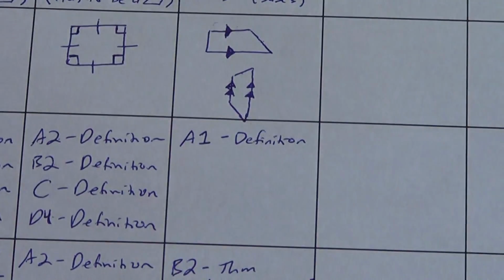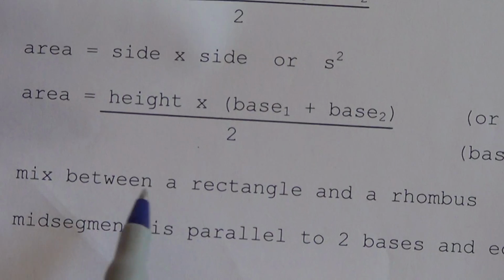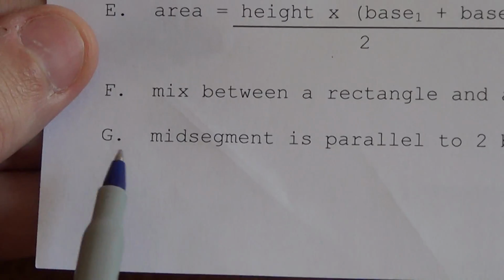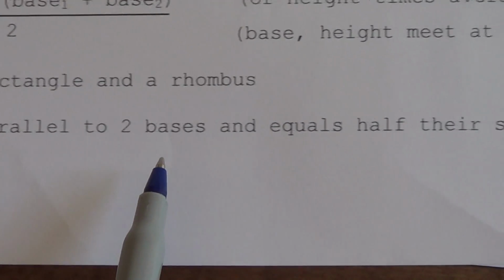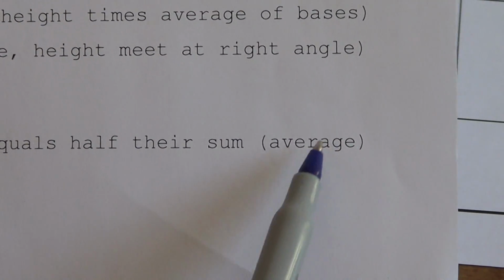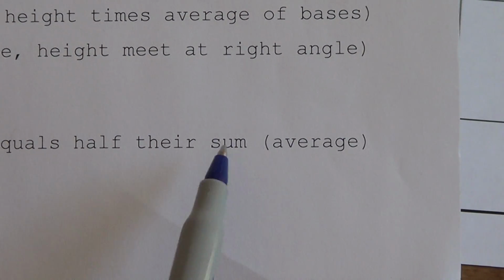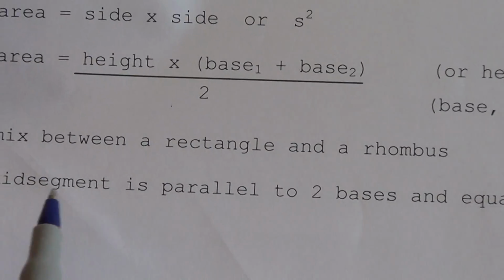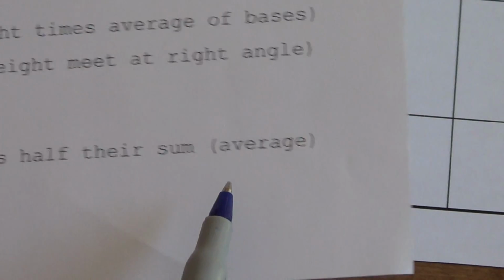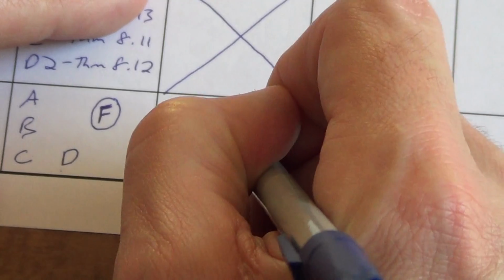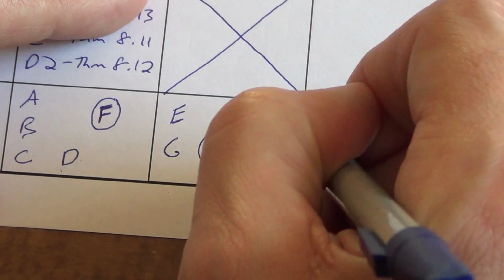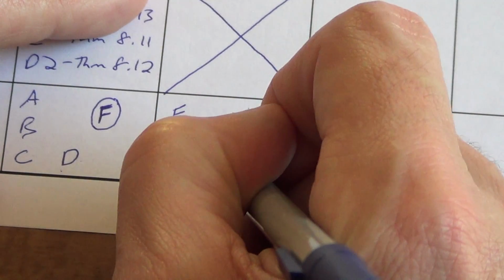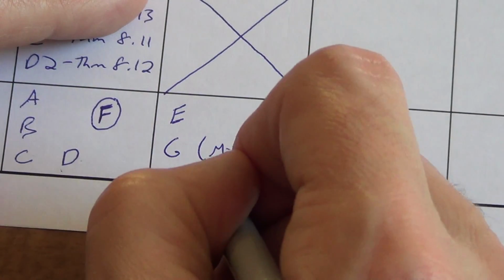Now the last thing, down in this other section: F is not right, a mix between a rectangle and a rhombus. Remember, that's a square. But G: the mid-segment is parallel to the two bases and equals half their sum, or in other words, their average. Sum means addition, so if I add two things and take half of that, that's averaging. The mid-segment is parallel to the two bases and equals half their sum. That's a true statement. That's letter G. And by the way, that is the mid-segment theorem for trapezoids.